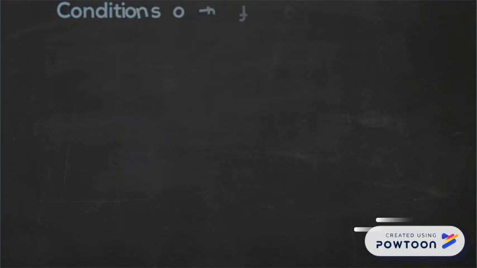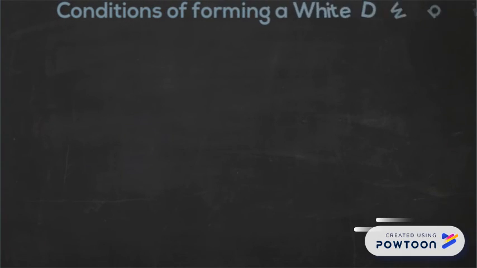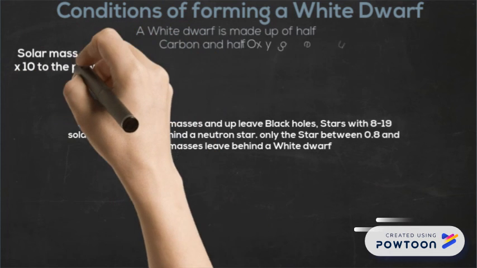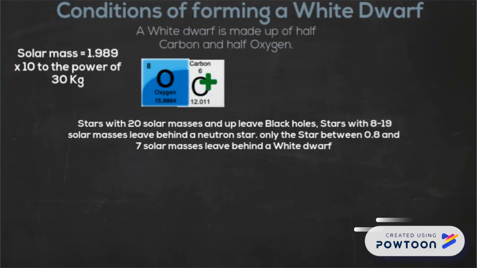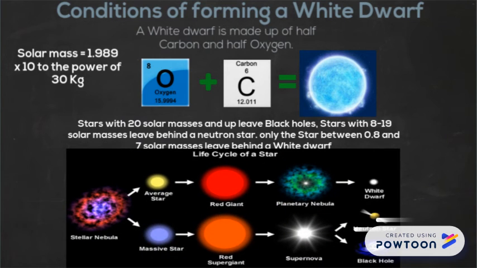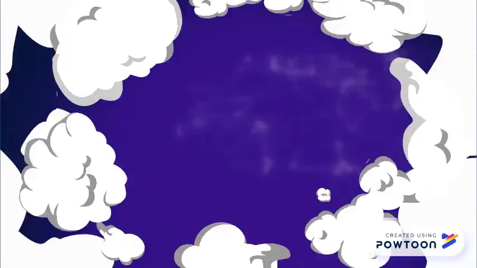Conditions of forming a white dwarf. A white dwarf is made up of 50% carbon and 50% oxygen. A white dwarf can only be formed by a medium-sized star like our Sun. Only stars between sizes of 0.8 through 7 solar masses can leave behind a white dwarf. A solar mass is the mass of our Sun, or 1.989 times 10 to the power of 30 kilograms.